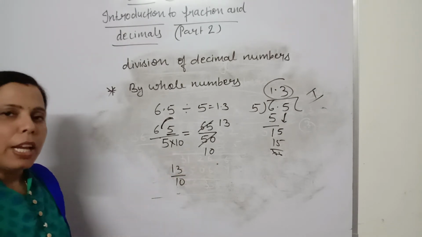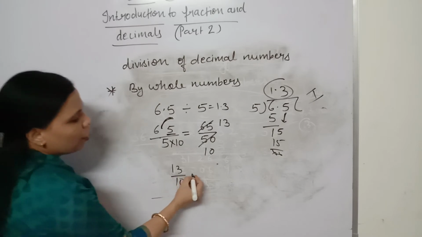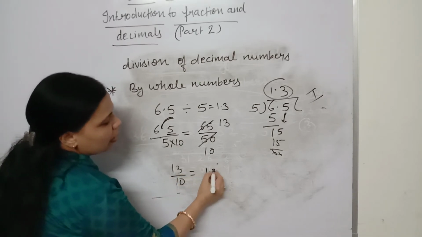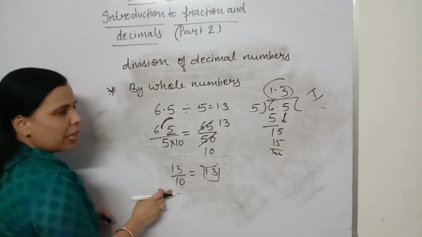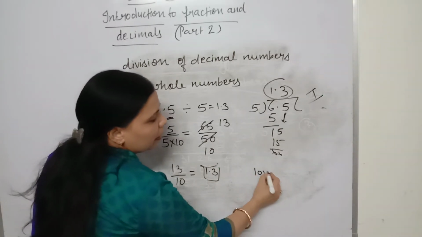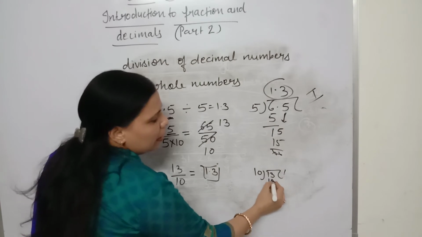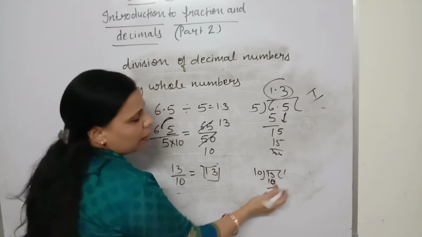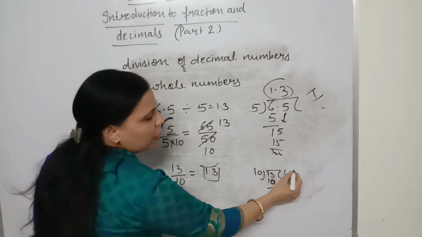13 upon 10 can be converted into a decimal very easily. So 1.3 is the answer. How are we getting this number? You can see again. 10 ones are 10. 3 here, decimal, 1.0. 10 threes are 30.